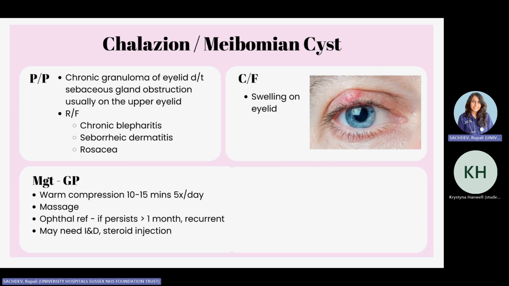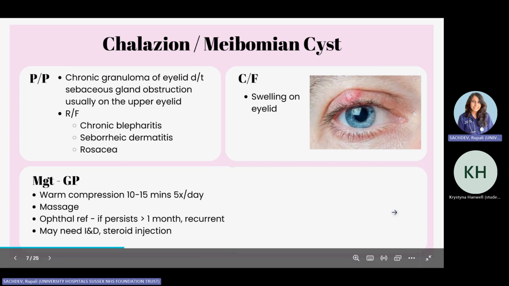Now, chalazion or a meibomian cyst is a chronic granuloma of the eyelid because of an obstruction of the sebaceous gland, more commonly on the upper eyelid than the lower one. Some of the risk factors for it are, again, chronic eyelid infections or inflammation, so chronic blepharitis, seborrheic dermatitis, and rosacea. What it will look like is essentially a localized swelling on the eyelid, as you can see in the picture here.